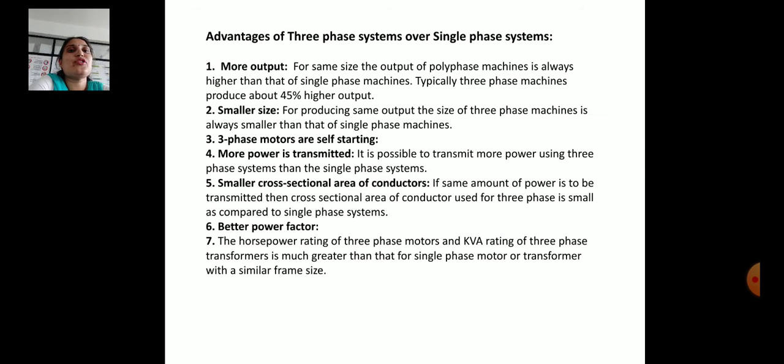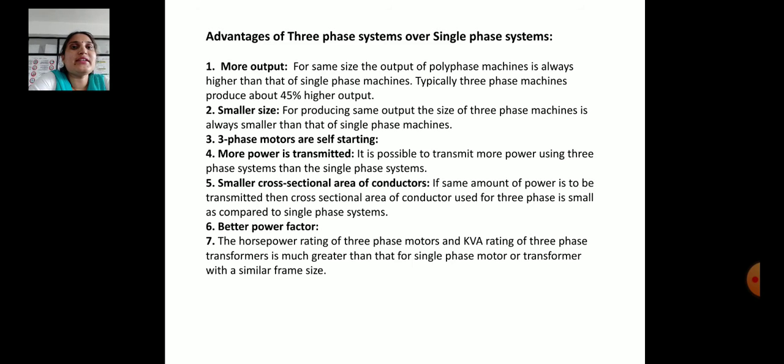Now there are lots of advantages of this three phase system over the single phase system. We'll see which are those advantages. First is more output. For the same size, the output of a polyphase machine is always higher than that of a single phase machine. Typically a three phase machine produces about 45% higher output.